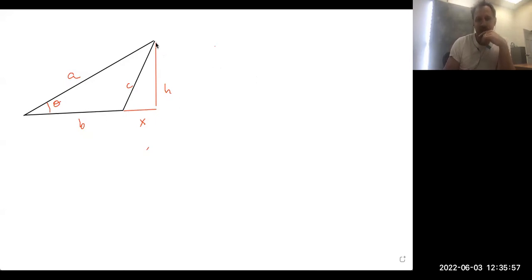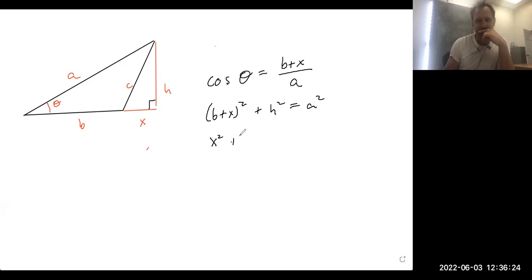out to make a right triangle, because then I can use the basic fact that cosine theta equals the adjacent side, which is b plus x, over the hypotenuse. And now I'm going to look at these two other facts that I can say. The Pythagorean theorem: (b plus x) squared plus h squared equals a squared. And also x squared plus h squared equals c squared. So now I'm going to start plugging this all together.